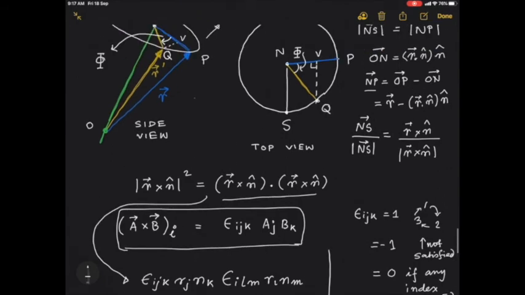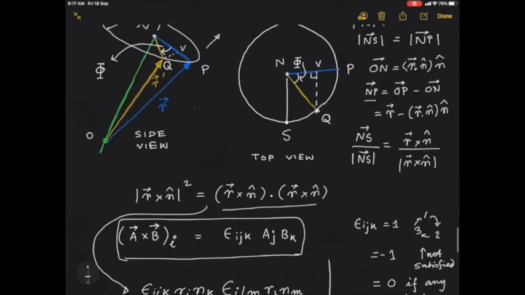So we realize that this is exactly the same as that, which means, you see, NP is this. NP has the same magnitude as NS. NS has the direction of r cross n cap and the magnitude of NP. So I can write NS as r cross n cap. Right? So NS becomes r cross n cap.